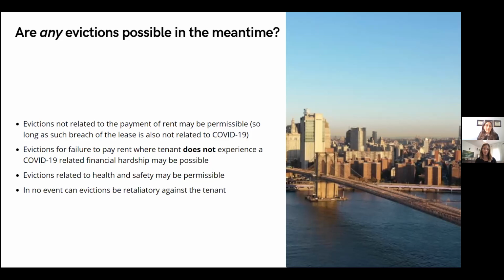In no event can an eviction be retaliatory against the tenant or appear to be retaliatory against the tenant. So if the tenant hasn't paid rent and is claiming a COVID-19 financial hardship, but you also find another breach, you're going to have to really evaluate and make a business decision of whether or not this is going to appear to look retaliatory. Because I can tell you that if it appears or is retaliatory, your case will get thrown out right away and you'll have to start from the very beginning.